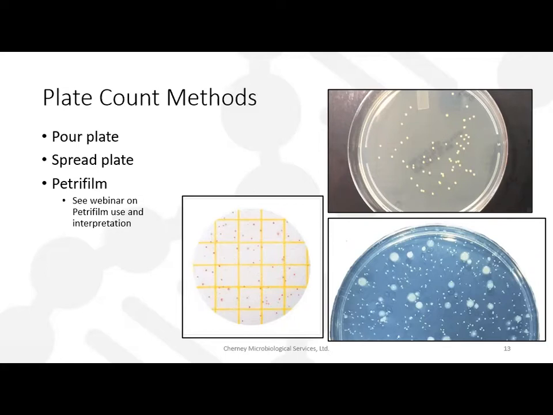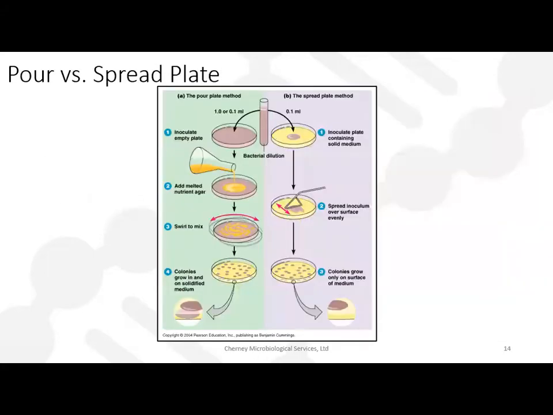So looking at the pictures that are up on the slide right now, you'll notice a difference between the top one and the bottom one, where the top one is a spread plate. You can see that the colonies are just sitting on top of the agar, whereas in the picture on the bottom, you can see better that they're kind of evenly dispersed throughout the agar. So the top one is a spread plate and the bottom one is a pour plate. So we'll go through those in greater detail.